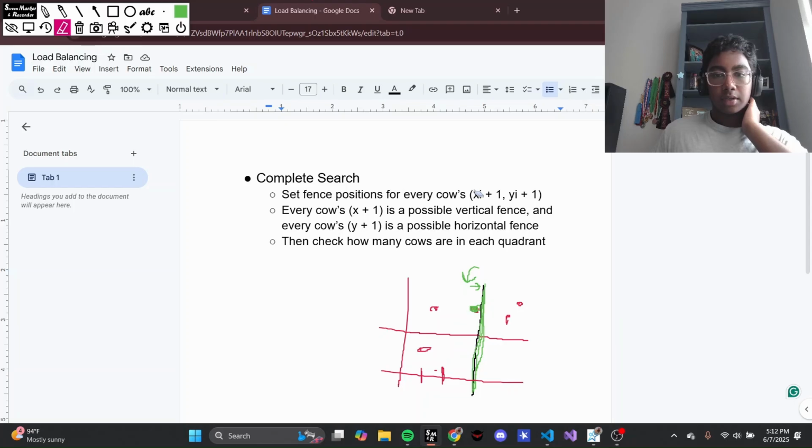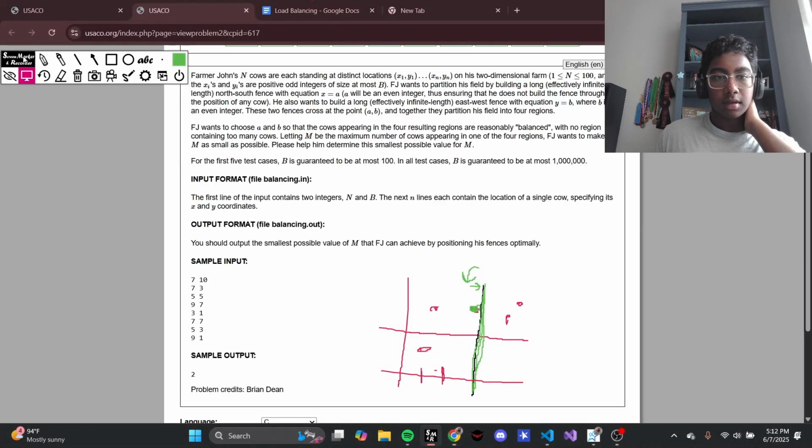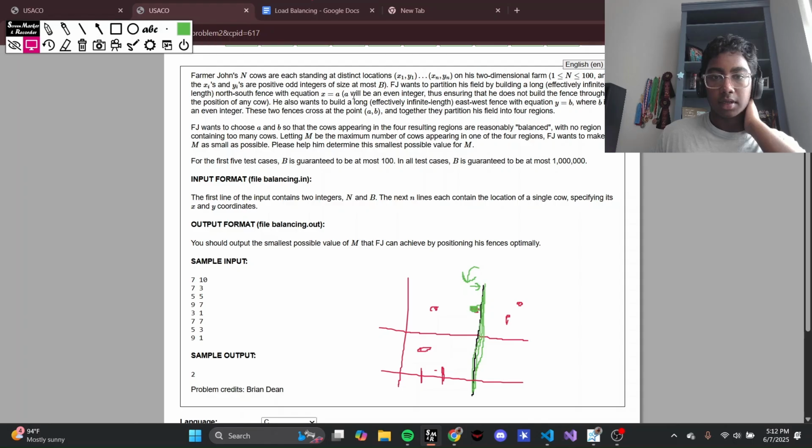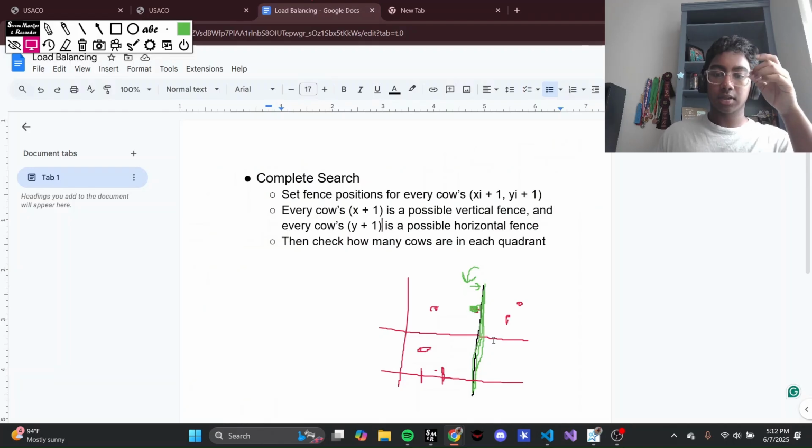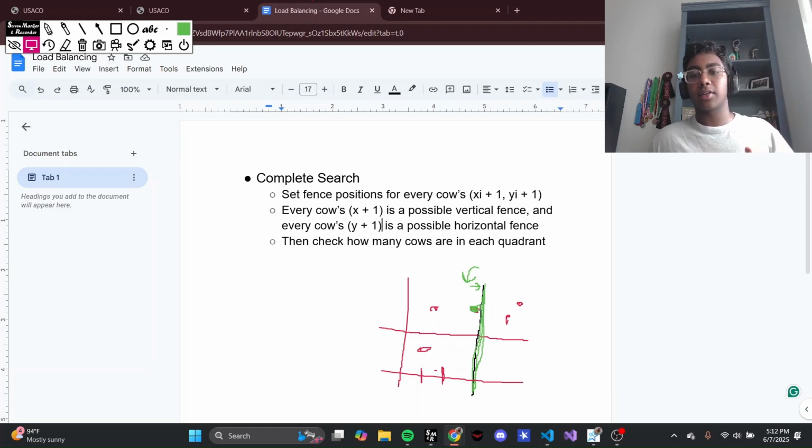Okay. And the reason you want to do x plus 1, like I said earlier, is remember they made the fence positions, sorry, even. The cow X and Y's are odd, and the fence positions have to be even. And that's because you don't want the fence to run over the cows, right? You want the cows to be on this side or that side. You don't want them to be on the fence. So that's why you do x plus 1, y plus 1, and not just x, y.